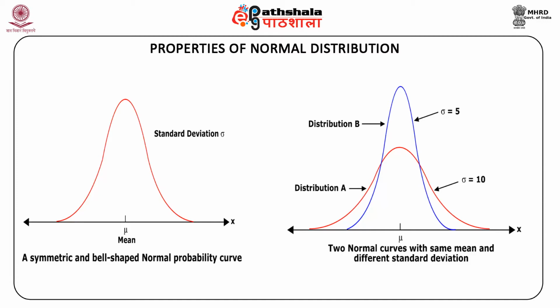The variability of the distribution is determined by the value of sigma. The greater its value, the higher is the spread of the distribution, and greater would be the width of the distribution. The two normal distribution curves having the same mean and different standard deviation are shown in the right-hand side of the figure. We can see that both the distributions are symmetric and bell-shaped. However, observations in distribution A with higher sigma are more dispersed, therefore the curve is flattened and has thicker tails than the distribution B with lower sigma.